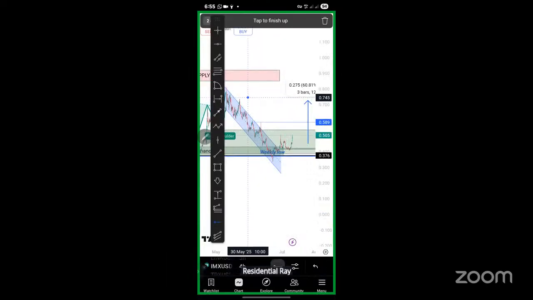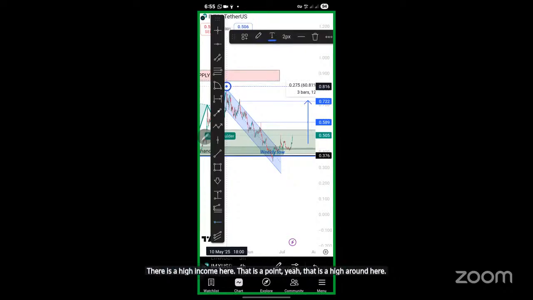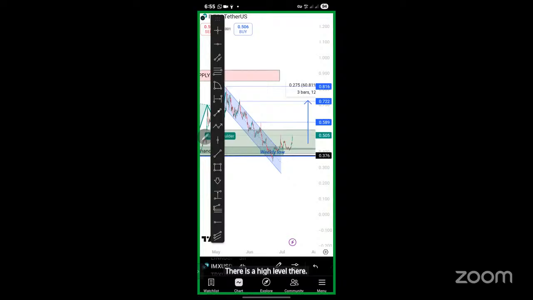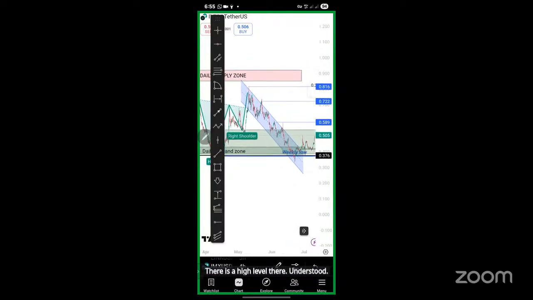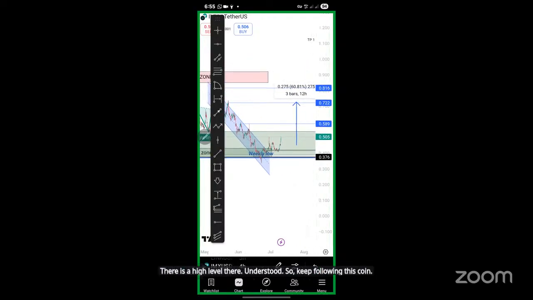Horizontally, come here, take this, label this high here. There is a high, then come here. There is a point here. There is a high around here. There is a high around there. You understand? So keep following this coin. There is a possibility it will make 60% from where it is.